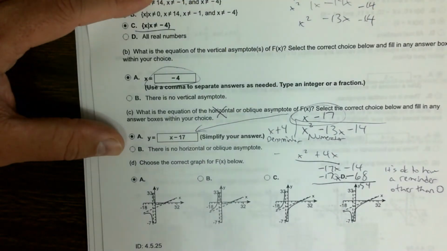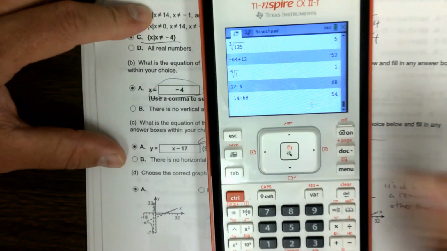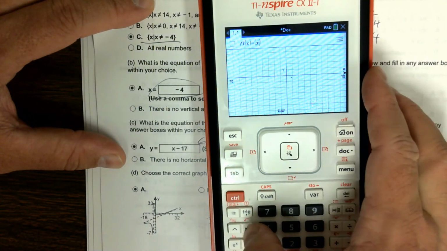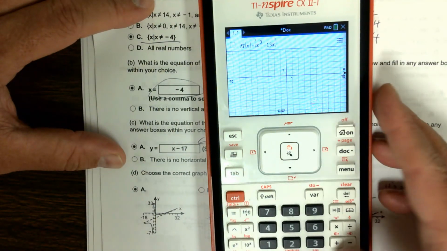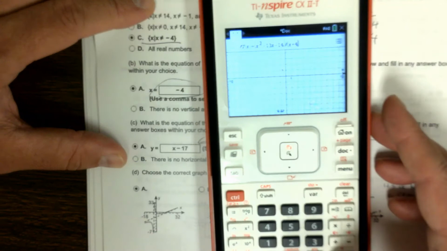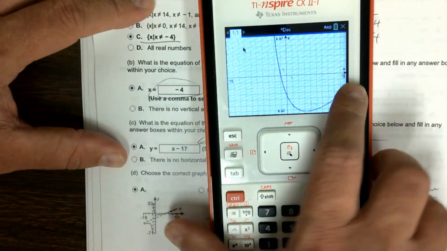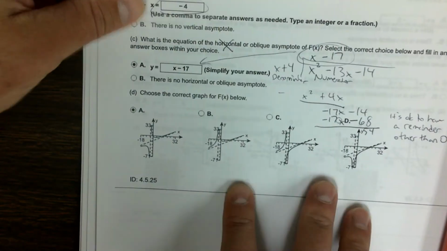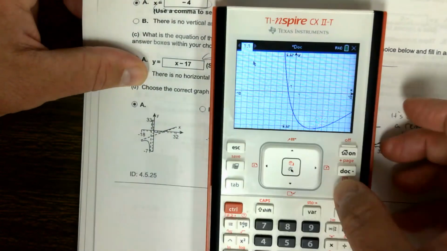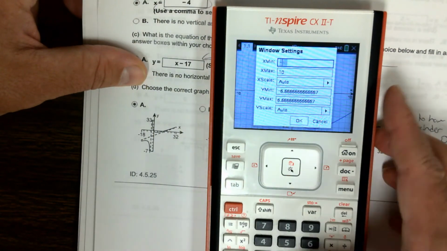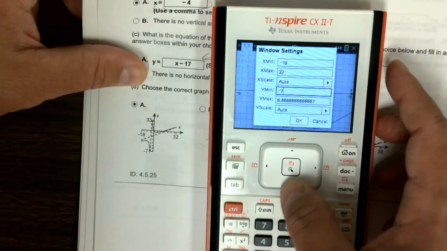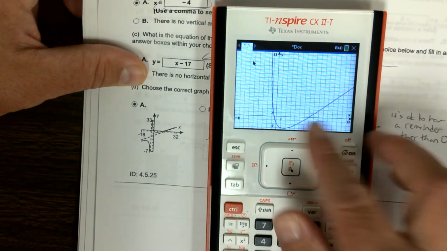So let's graph that function. Let's go to x squared minus 13x minus 14, divided by parentheses x plus 4. So there's your graph to begin with. Now, on these, the window is basically from negative 18 to 32. So I'll do menu 4, 1, from negative 18 to 32. And then for the y part, I'm going to put negative 7 to 33. So then it's like that.